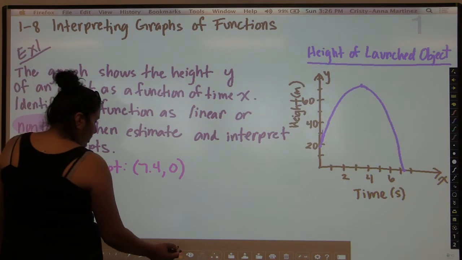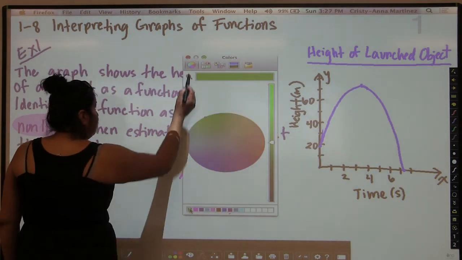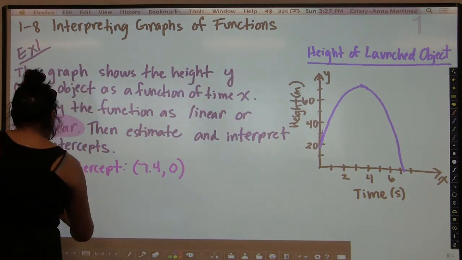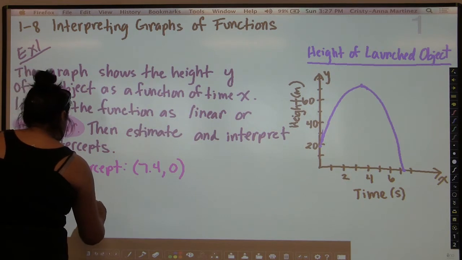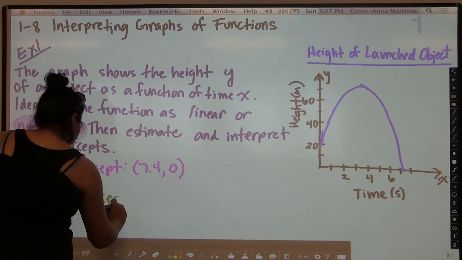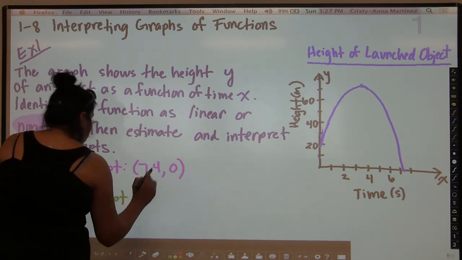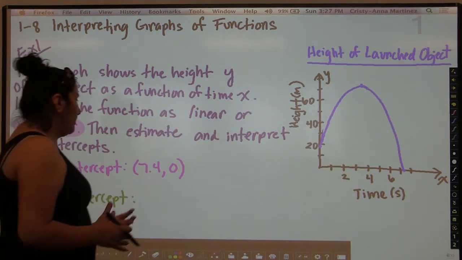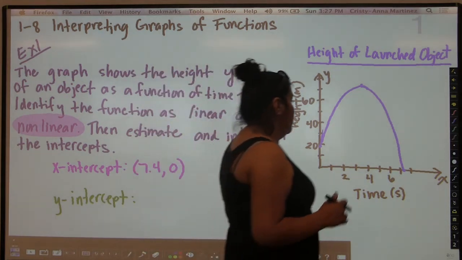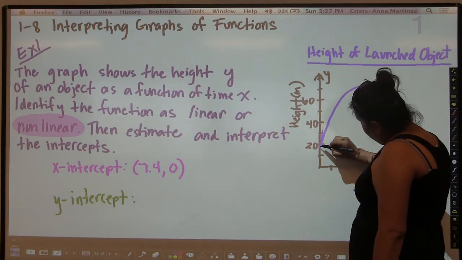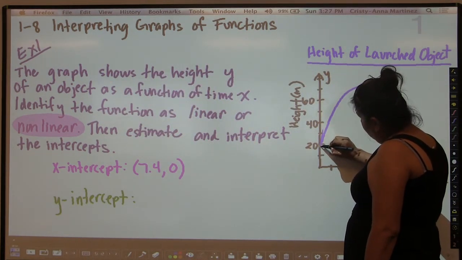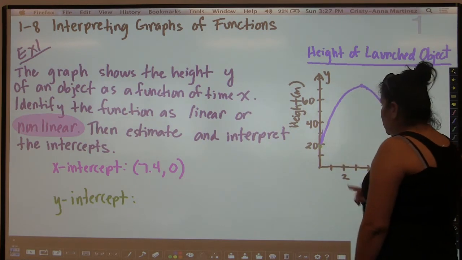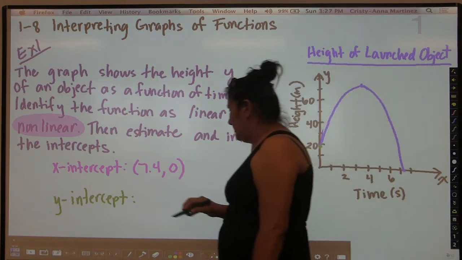Then next we are going to go to the y-intercept. I'm going to write down here y-intercept. With the y-intercept, we're doing the opposite of what we did for the x-intercept. We're looking for the place where the graph crosses the y-axis. You can see here that a little below the 20 mark is where the y-intercept is.